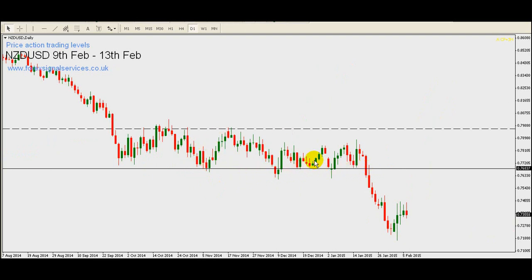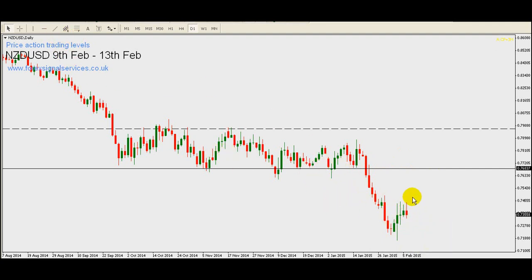On NZDUSD, obvious level here, 0.7683. See, it was in a channel all the way through here for ages, then eventually it broke it. Tried to retest it there during that day and then broke to the downside. So obviously if we get back up to 0.7683, then that's the place to start looking at what's happening at that level to see if it's turning into resistance when it was support.